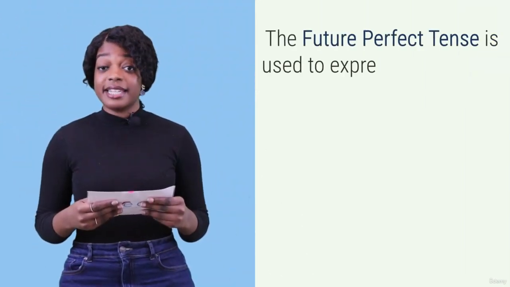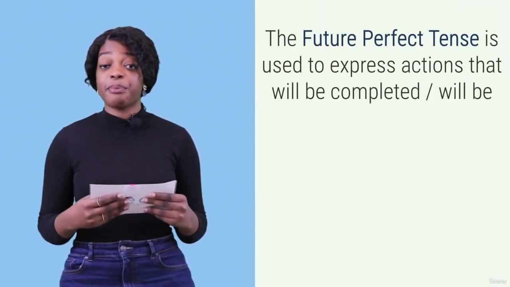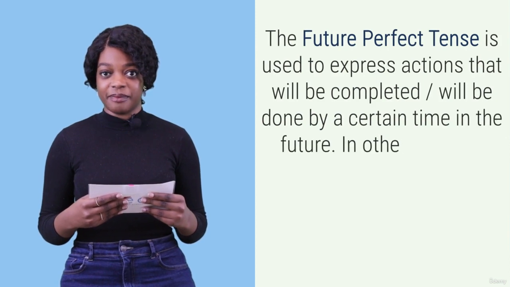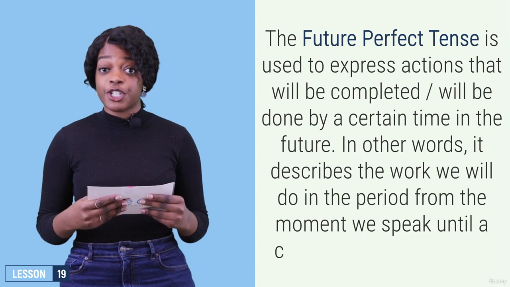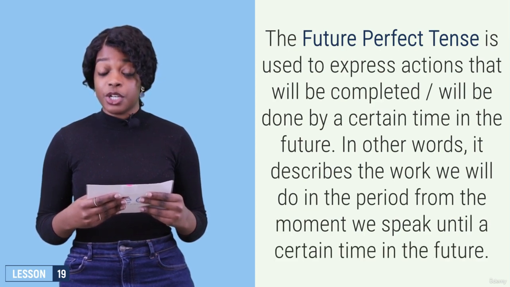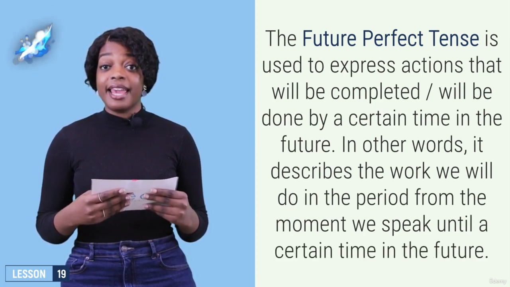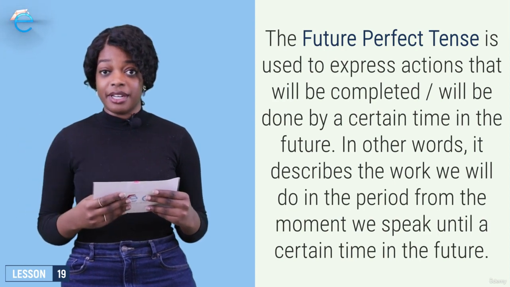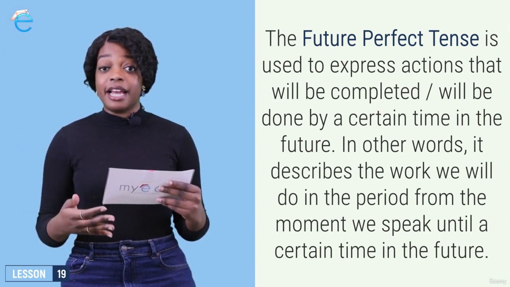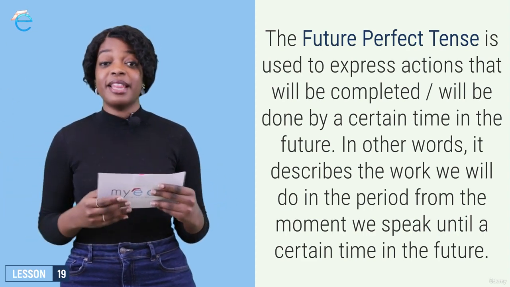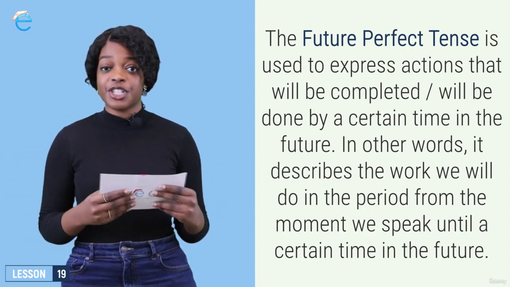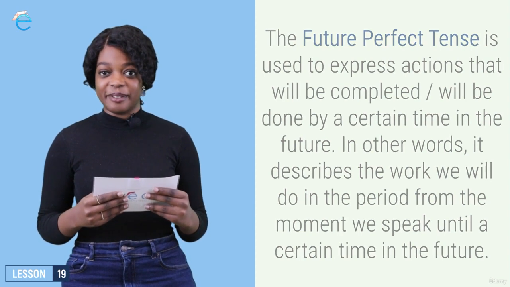So, let's begin. The future perfect tense is the future time version of present perfect tense. We use the future perfect tense to talk about actions that will be completed or will be done in the future time period. This means that from the moment we speak up until a period of time in the future, those actions will be completed.